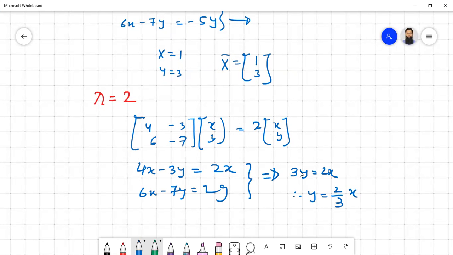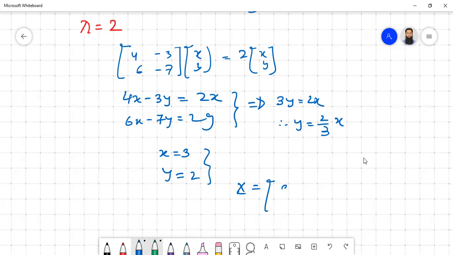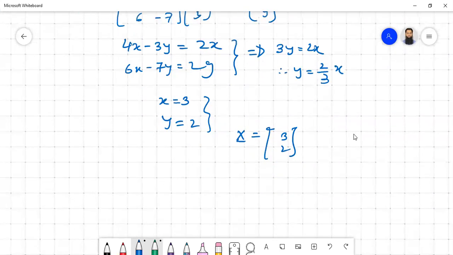We can choose any value of x, but so that we can have a very smooth equation, we can choose x to be 3, and then y will be 2, the 3 getting cancelled out. So for this particular case, with the eigenvalue of plus 2, we are getting an eigenvector that is 3, 2. Okay, so this is the process of finding the eigenvectors. That was step 3.